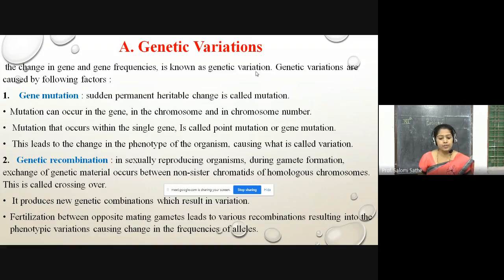Fertilization between the opposite mating gametes leads to various recombinations, resulting in phenotypic variation and causing changes in the frequency of the alleles. And this is another concept or factor which affects the variations or changes in the frequencies.